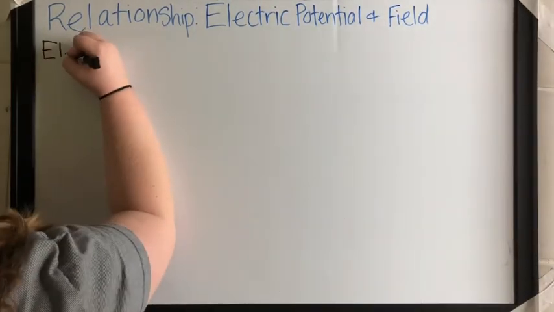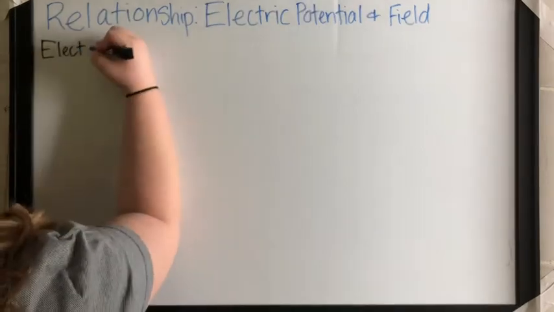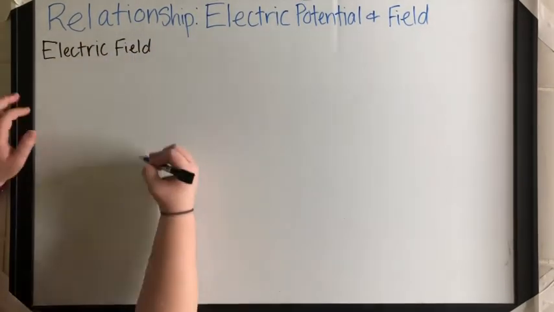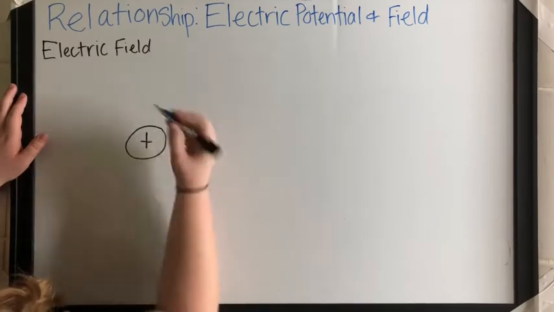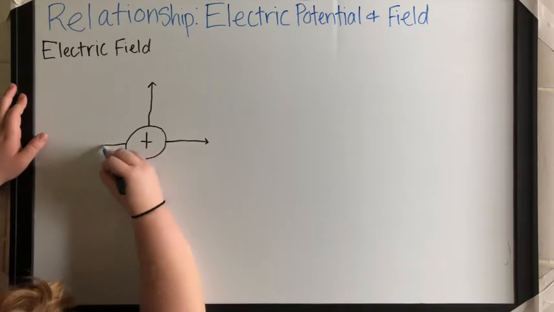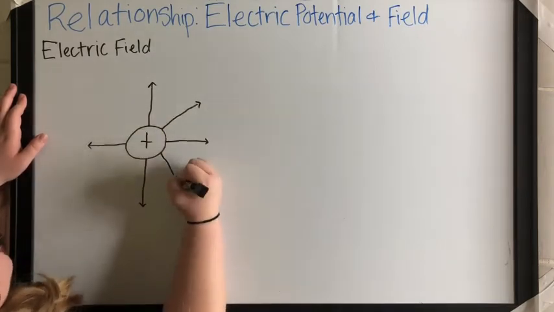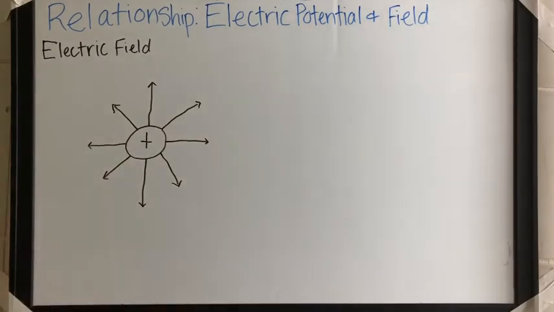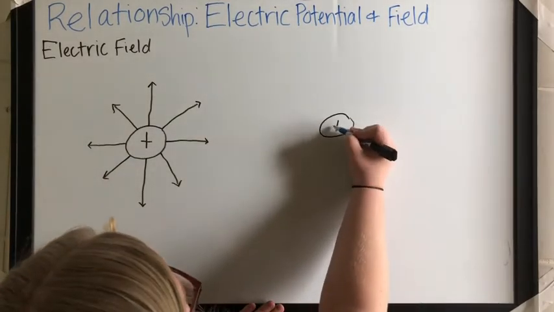First, we are going to demonstrate electric fields. Electric fields are represented with field lines. Right now you can see that I am drawing a positively charged particle, and when you have a positively charged particle, field lines point away from the charged particle.